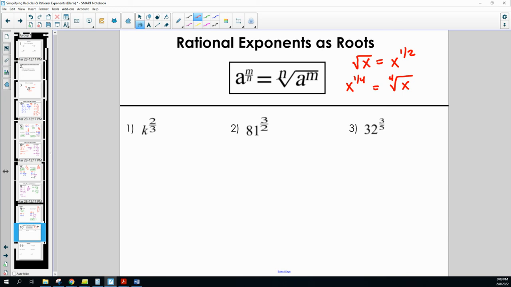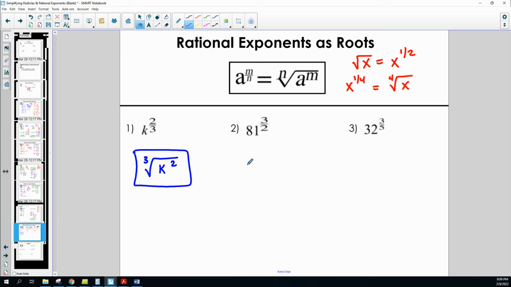This is very helpful because when we get through more in this chapter and going through more math in the future, being able to change from one form to the other is going to be helpful in helping you solve things where one way might be easier than the other. So k to the 2/3, if I want to write that as a radical, okay, 2 is going to be my exponent, 3 is going to be my index. I can't simplify this, so I'm just going to leave it alone.